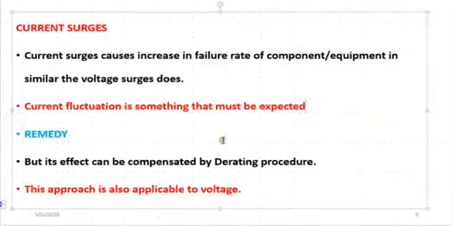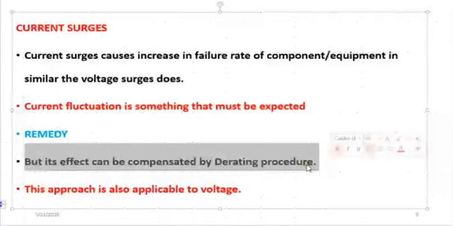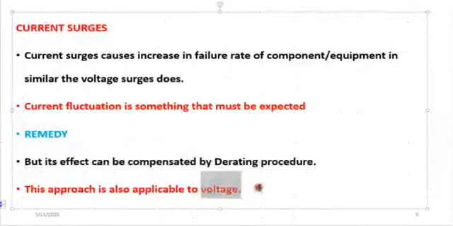So since we know it exists, how do we remedy it? We can compensate for this by the derating procedure. What we mean by derating is operating it below the rated value. If it is 1 amp, just supply something like 0.5 or 0.7, so that you are safe from the sudden increase in the value of current. And this derating is also applicable to the voltage sources.